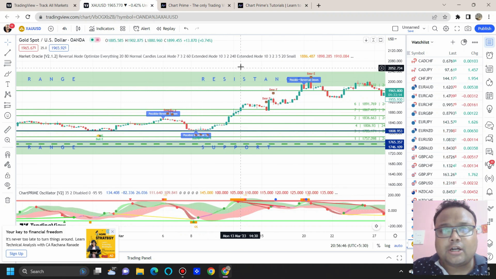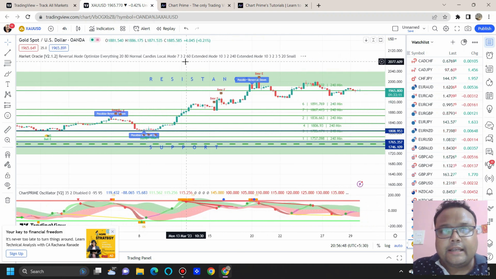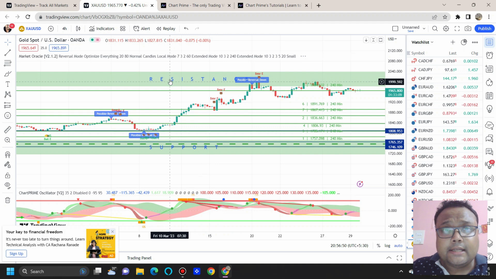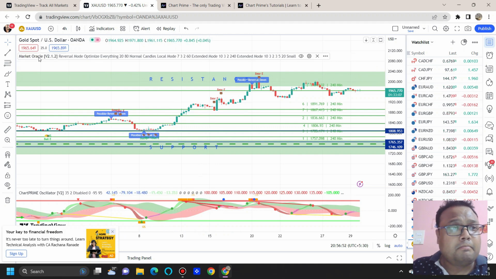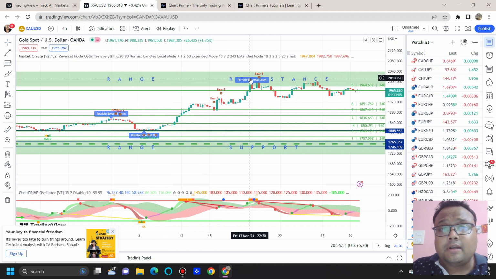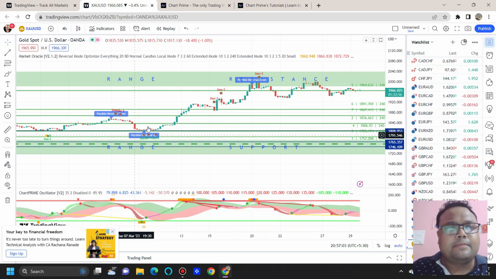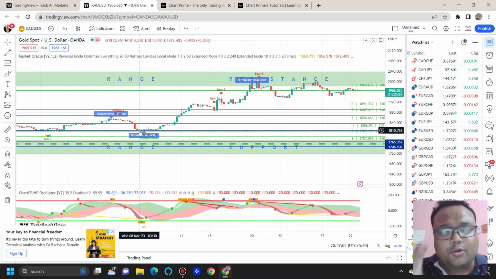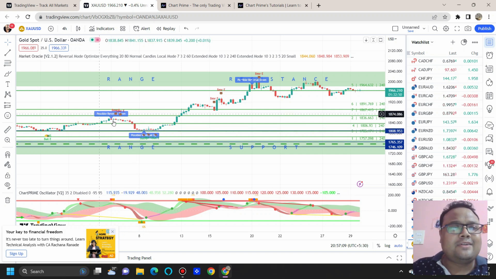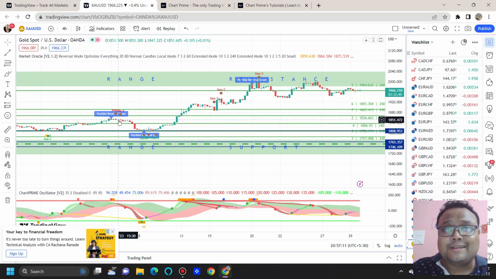So this is the 4-hour chart of gold in front of us, and as you can see there are many signals generated by their tool, Market Oracle. Possible reversal down means there's a possibility that the market will be going down, so you should go for a sell. Possible reversal up means the tool is saying that you should be looking for a buy position. Possible reversal down means you should be looking for a sell position.